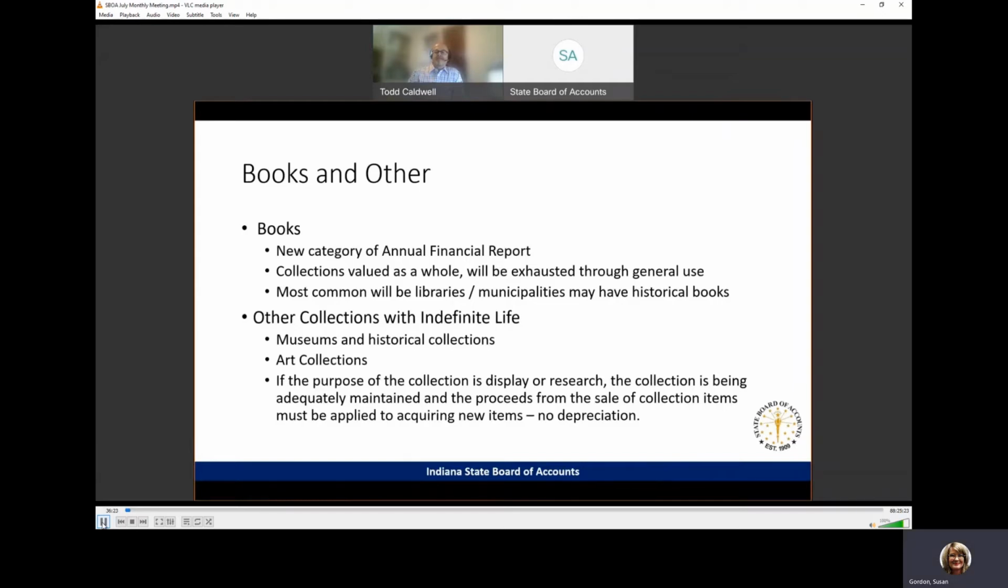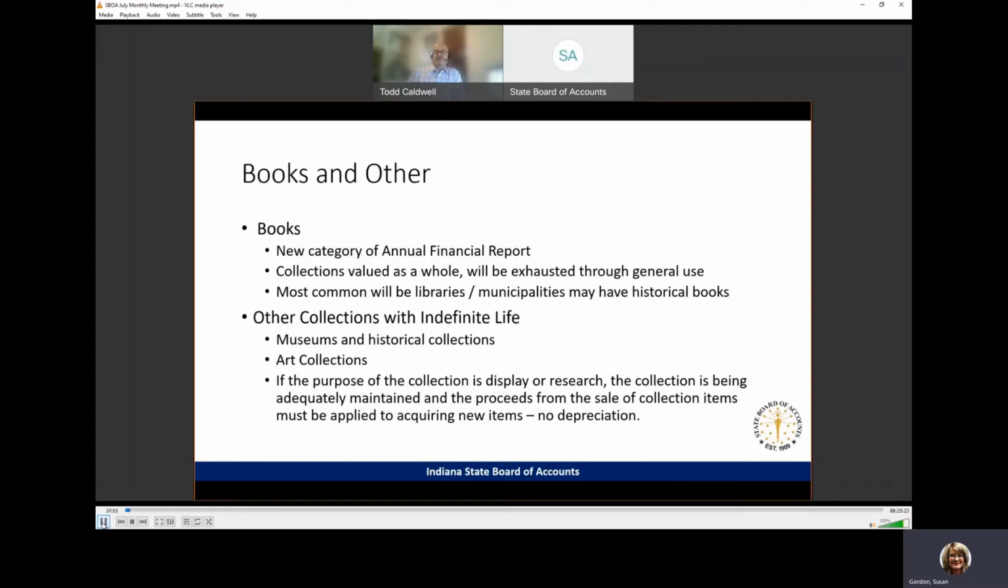Other types of items that have indefinite lives include museum or historical collections, artwork or art collections that you might have. If your city or town has a historical museum that you own or an art collection, and the purpose of that collection is to display or for research, and the collection is being maintained, and proceeds from the sale of any item in the collection is used to purchase new items for the collection, you are not required to report or value those collections. You can if you want, but you're not required to.